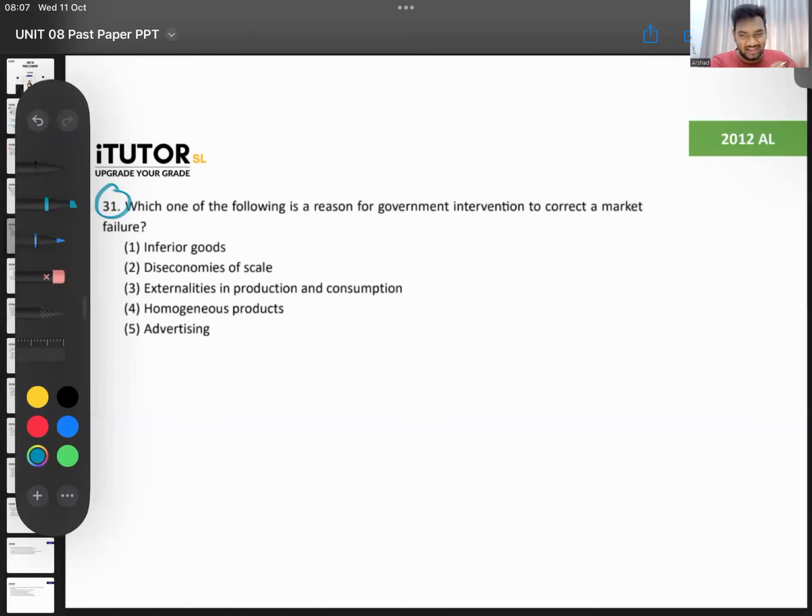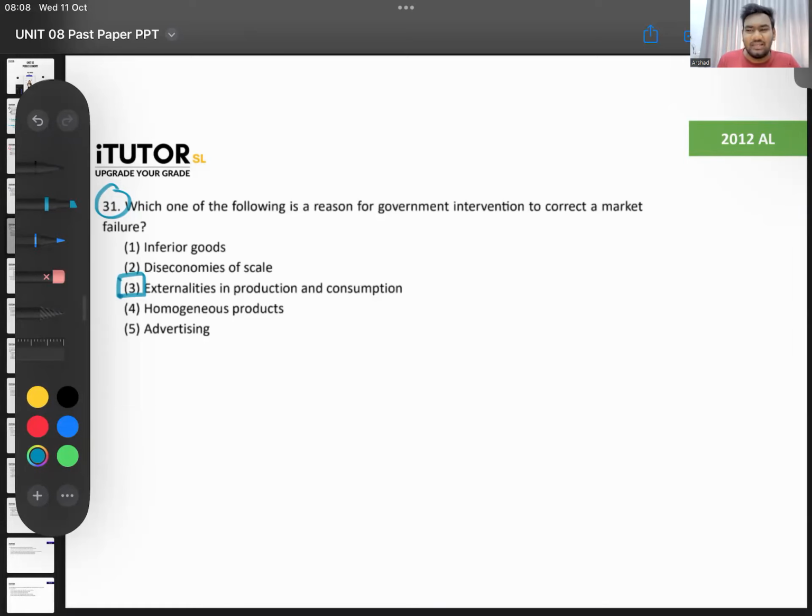So when there is market failure, government has to intervene, or indirectly they are asking you a reason for market failure. They're asking you what is a reason for the government to come in. So inferior goods, diseconomies of scale, existence of externalities in production and consumption, homogeneous products, advertising. Which one is it? We discussed this last paper. When there are externalities, government will intervene.